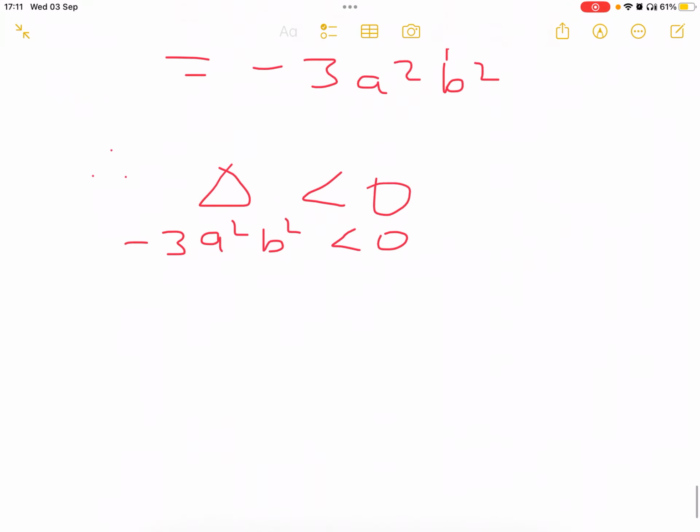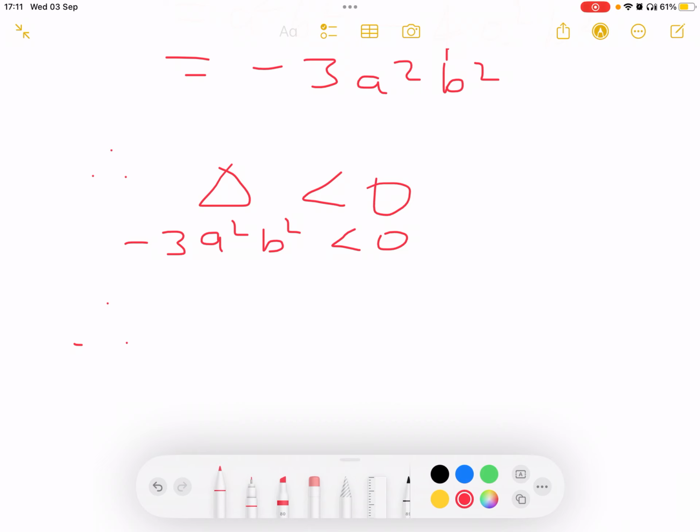And therefore you can say that your roots are non-real, provided a is not equal to 0 and b is not equal to 0.